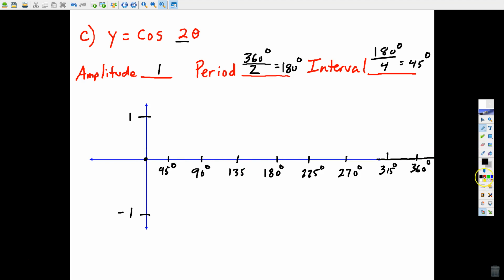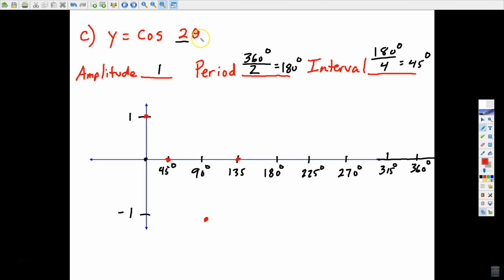Okay, so we're back to what we were doing before. We start at 0 degrees, which is here. And I'll let theta be 0. 2 times 0 is still 0. Cosine 0 is 1. If I input 45, I get 2 times 45, which is 90, and cosine 90 is 0. If I input 90, cosine 180 is -1. If I input 135, I'm doing cosine 270, 2 times 135. And cosine 270 is 0. You can just verify that on the unit circle if you're not sure.